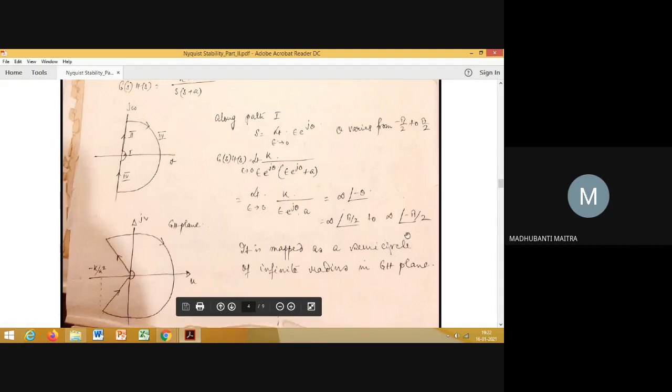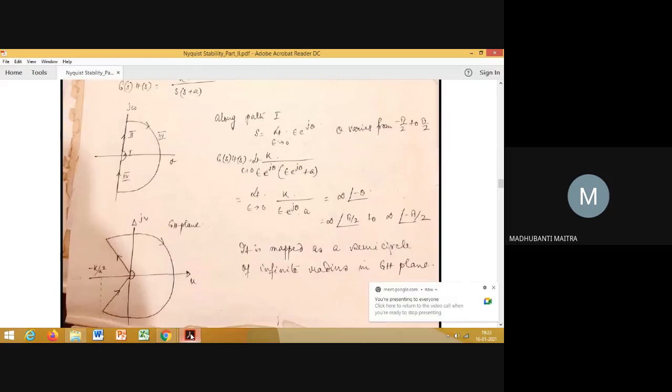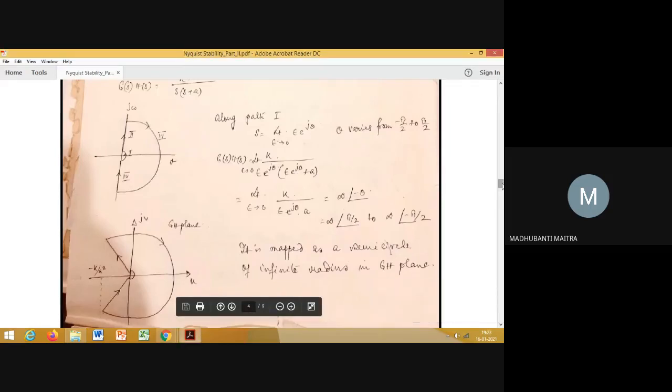So what is the net change in angle? The net change in angle is 180 degree. So this small indentation on this S plane is being converted into a semicircular arc on the GH plane with infinite radius. So it's written over here, it's mapped as a semicircle of infinite radius in the GH plane. So have you understood this?